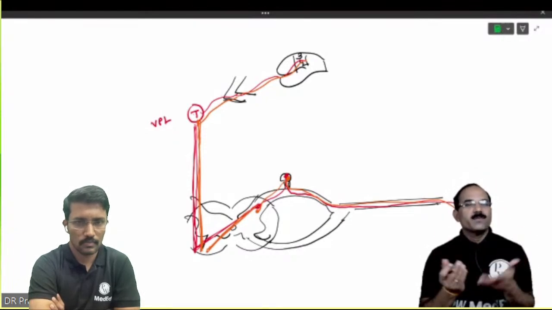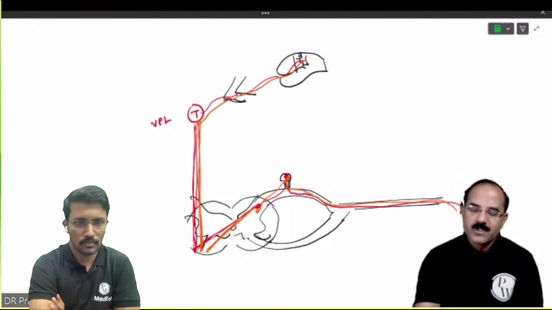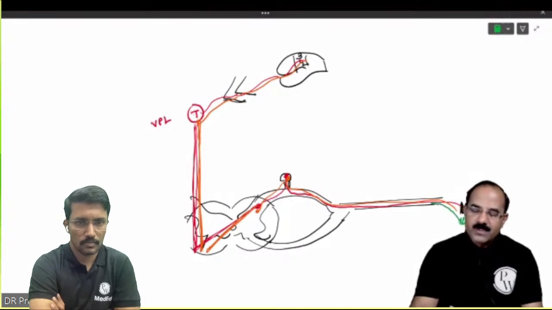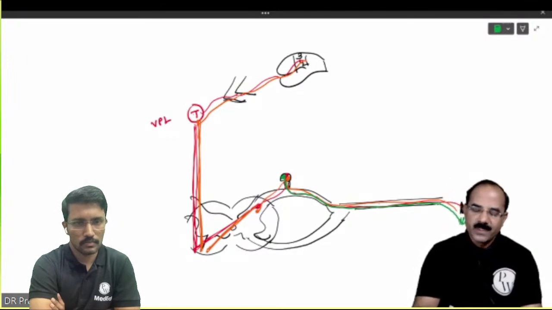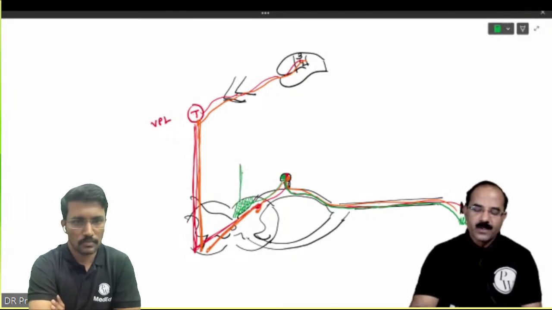Now, how do these fibers go to the brain? Again, there are different orders of neuron. Let me begin. We start from the receptor. The fibers enter the spinal nerve. They go to the dorsal root ganglion. Again, the dorsal root ganglion becomes the first order neuron for fine sensations. The fibers now directly go to the dorsal aspect of the spinal cord in the white matter, and the fibers straight away start to climb up.